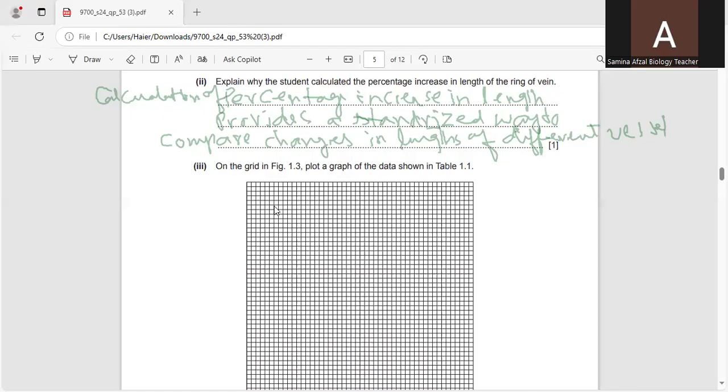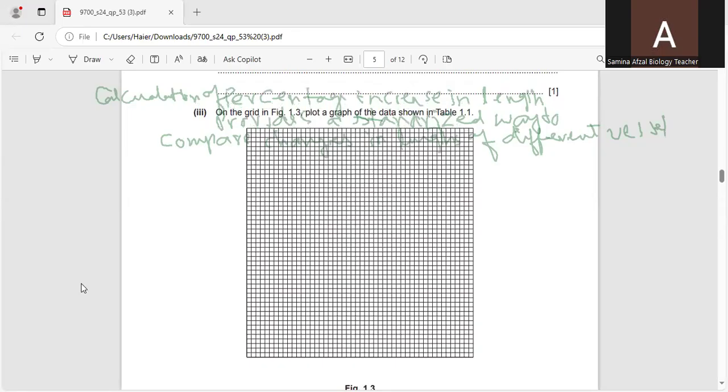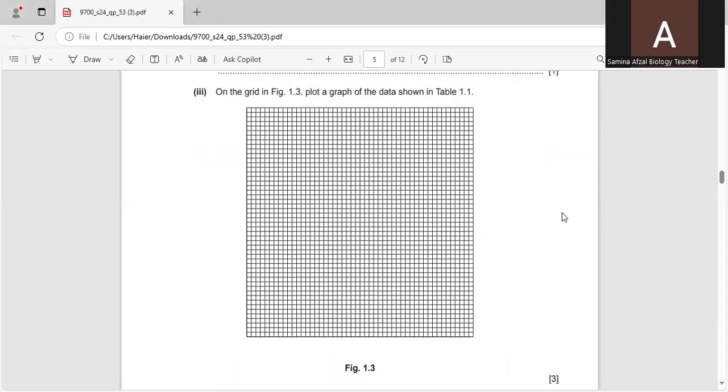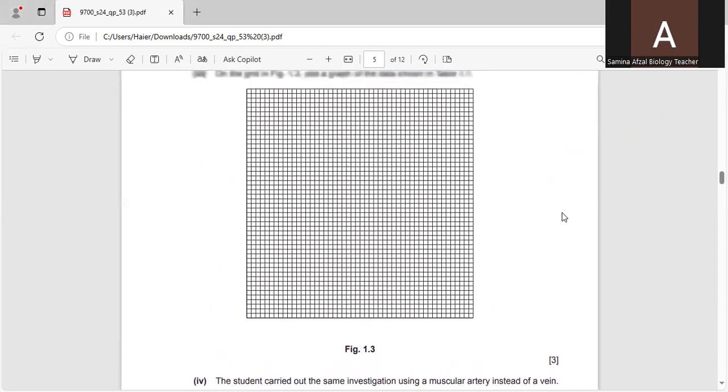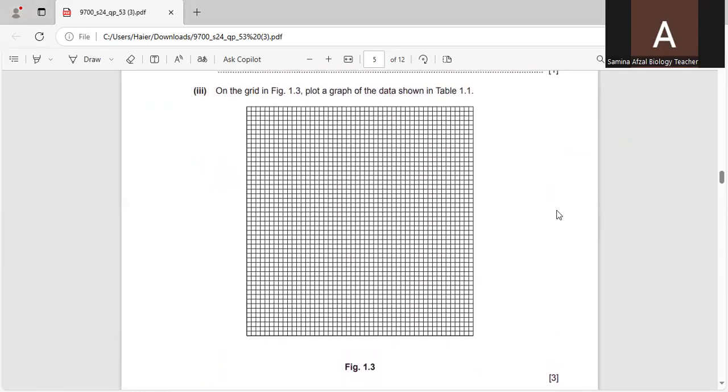Now the next question is, on the grid, plot a graph of the data given in the table 1.1. So we are going to use the data which is given in the table 1.1. So students, here you can see that I have to draw this on my screen. So it will be a little bit difficult for me to draw it, but I will use my skill to draw it. So first of all, we will make this graph between the mass added and the length of the vein.